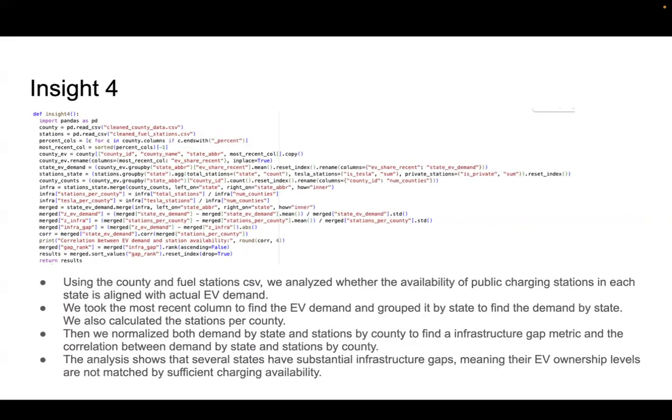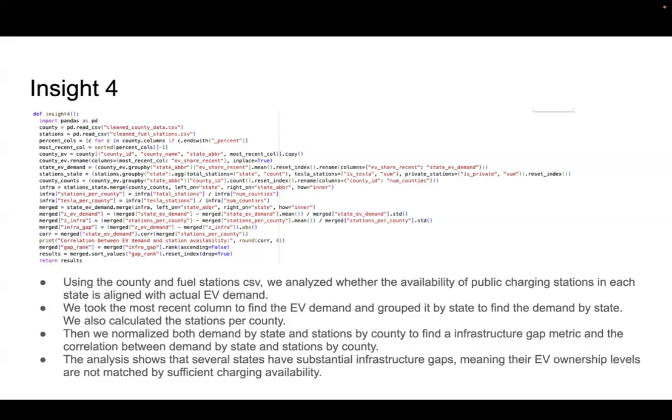For Insight 4, we used the county and fuel station CSV to analyze whether the availability of public charging stations in each state is aligned with actual EV demand. And we took the most recent column to find the EV demand by state, and then we normalized them to find an infrastructure gap metric. Then the analysis showed that several states have substantial infrastructure gaps, meaning their EV ownership levels are not matched by sufficient charging availability.